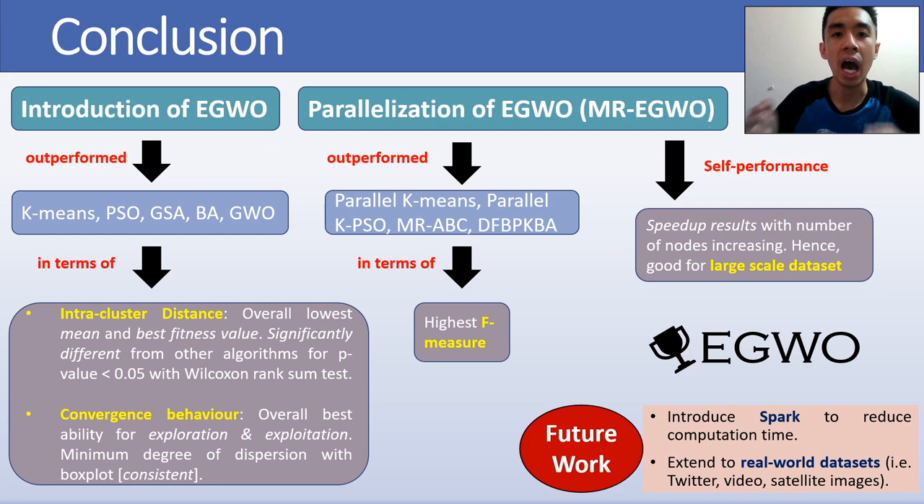Every research unlocks new opportunities to improve existing ones. Hence, Spark could be introduced to reduce the computation time. Also, real-world datasets such as Twitter, video, satellite images can be utilized too.